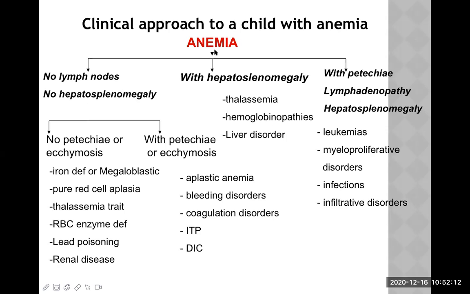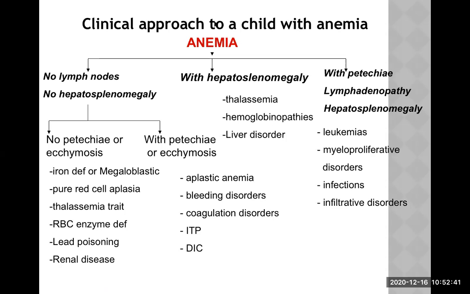There is anemia, and along with that, if there is no lymph node enlargement and no hepatosplenomegaly, meaning enlargement of the liver and spleen are absent and there is no lymphadenopathy, then we think of these disorders as the cause of anemia. Now again, we divide them into two parts: no petechia or ecchymosis, and with petechia or ecchymosis. Now what is petechia and what is ecchymosis?